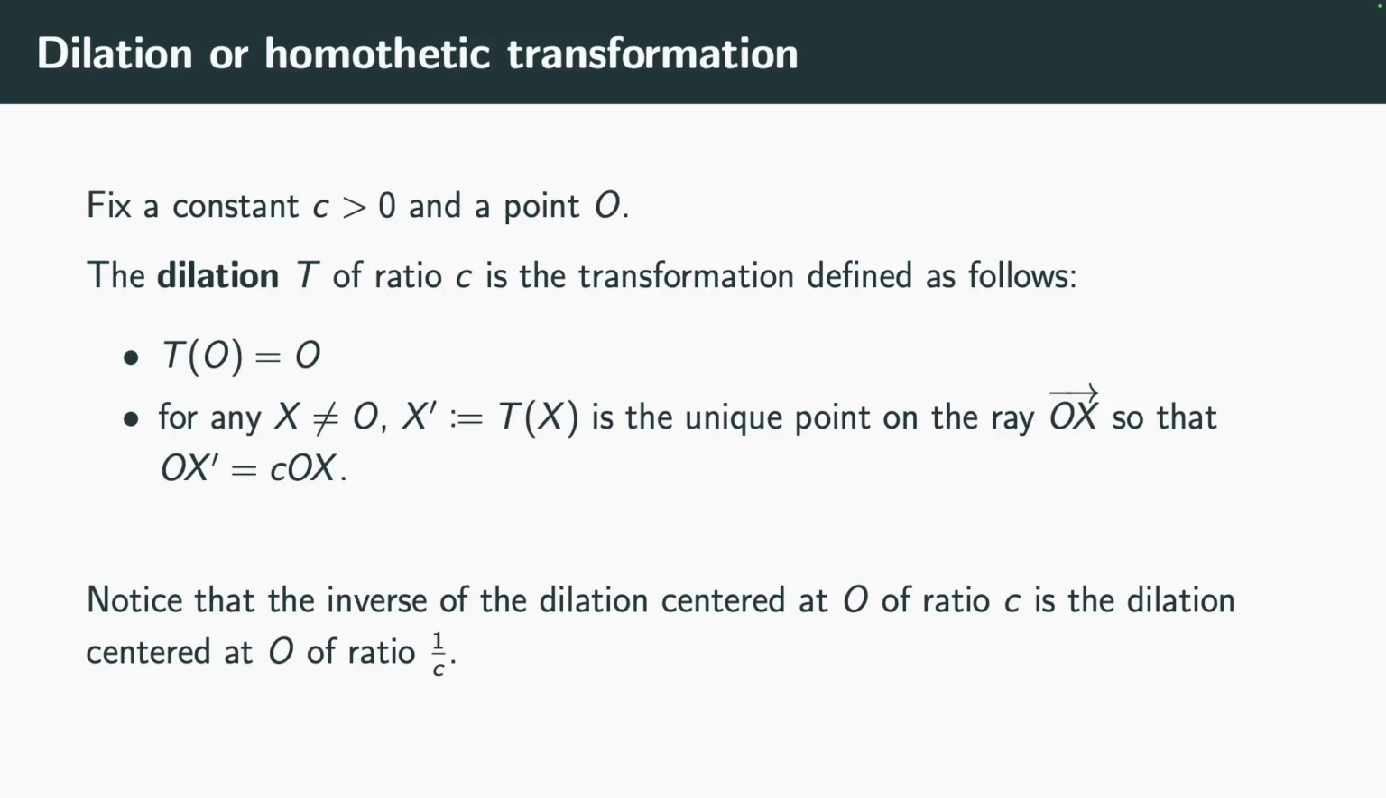So we define it as follows. We say t of O is O, and for any point x that is different from the point O, we define x prime to be the unique point on the ray OX so that OX prime is c times OX. So the distance from O to x prime is c times the distance from O to x. And we're going to notice that the inverse of the dilation centered at O of ratio c is the dilation centered at O of ratio 1 over c.